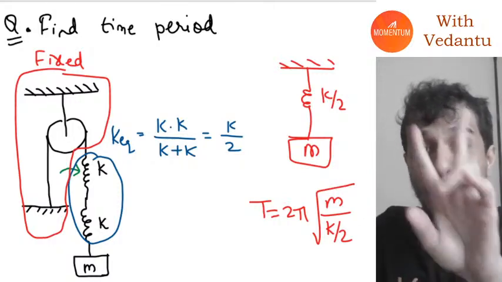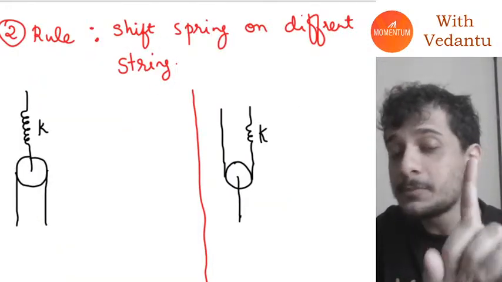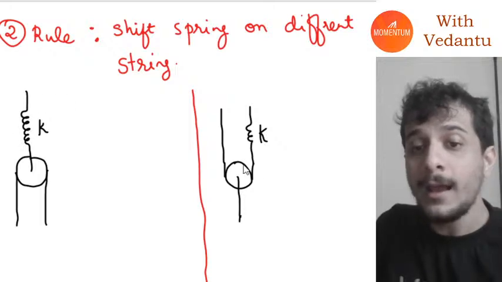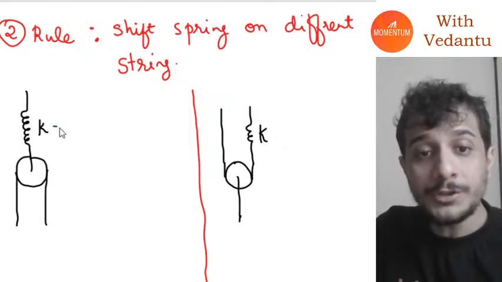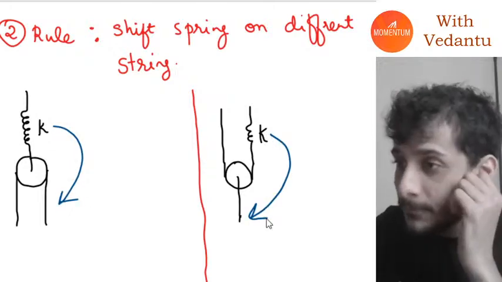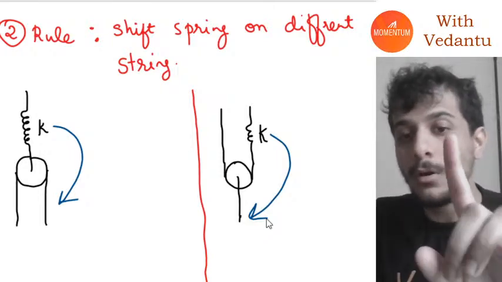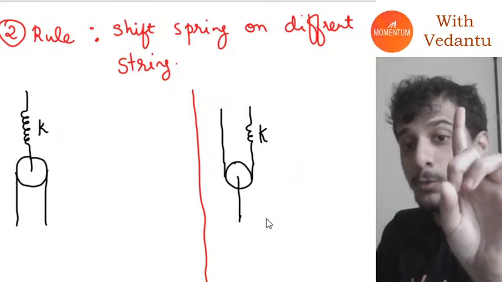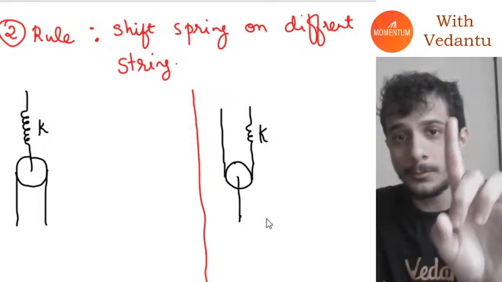Now that was just one example. There are two more rules. If I have a pulley and a spring like this, and let's say I want to shift a spring from here to here, or from here to here. Remember, guys, this is the magic trick, but you have to remember the small little things.